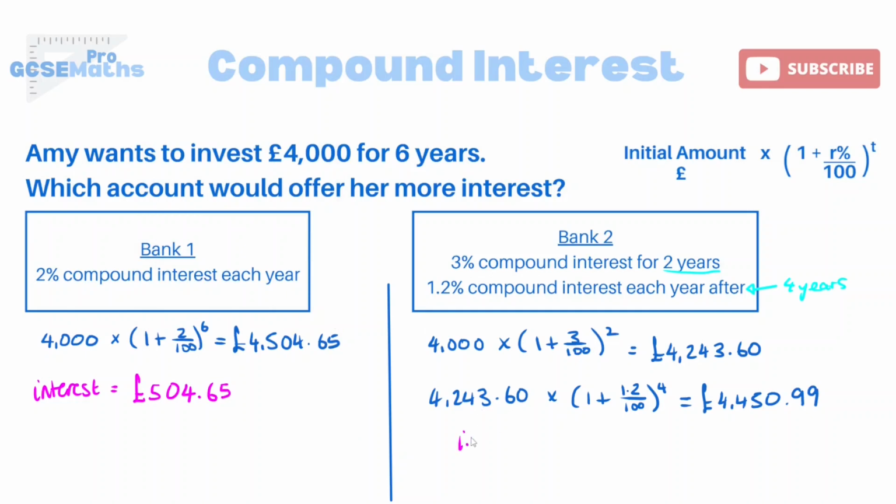So again, for my interest, I just have to subtract the initial £4,000 to get just the interest, which would be £450.99. Okay, so that's the working, but it does say which account would offer her more interest, so you have to do a conclusion. So therefore, Bank 1 would be your answer. That would give her more interest.